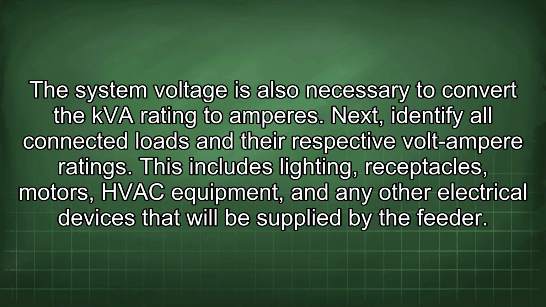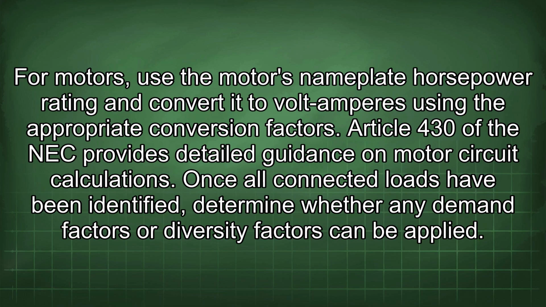Next, identify all connected loads and their respective volt-ampere ratings. This includes lighting, receptacles, motors, HVAC equipment, and any other electrical devices that will be supplied by the feeder. For motors, use the motor's nameplate horsepower rating and convert it to volt-amperes using the appropriate conversion factors. Article 430 of the NEC provides detailed guidance on motor circuit calculations.